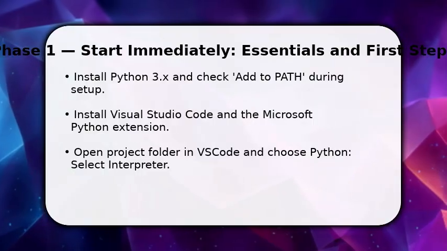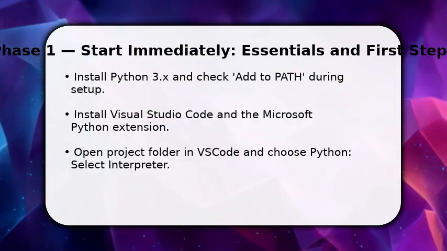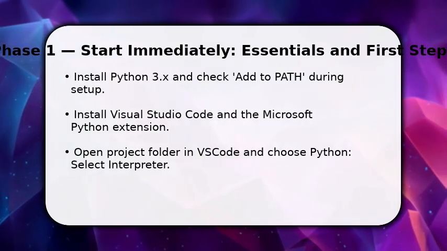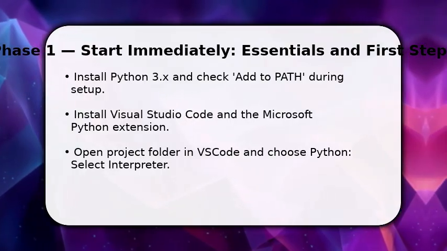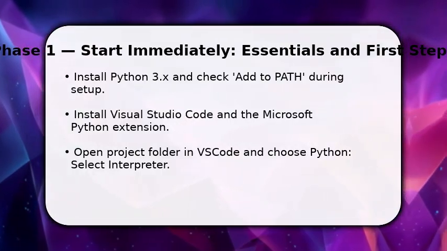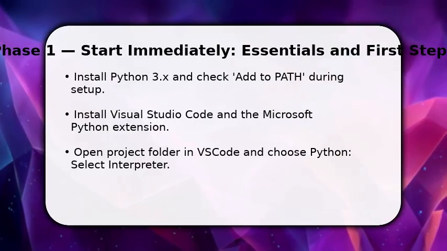You begin by preparing the essentials. Install Python and ensure Add to Path so the terminal finds Python. Then install Visual Studio Code and the Microsoft Python extension. This provides IntelliSense and interpreter selection.